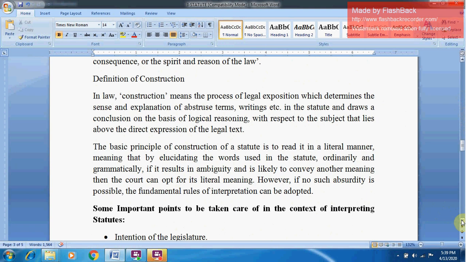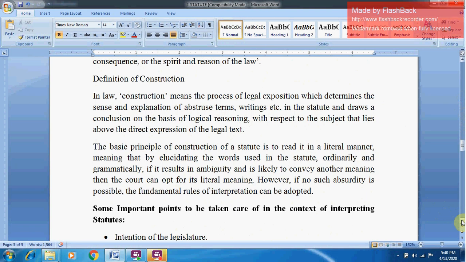Here, if I want to quote an example, say in company law, later we will go into it: a general body meeting must be called at least twice in a year, and if the meeting is not called twice in a year, then there would be a punishment. Suppose it is written that if not, there shall be a punishment, or there must be a punishment.